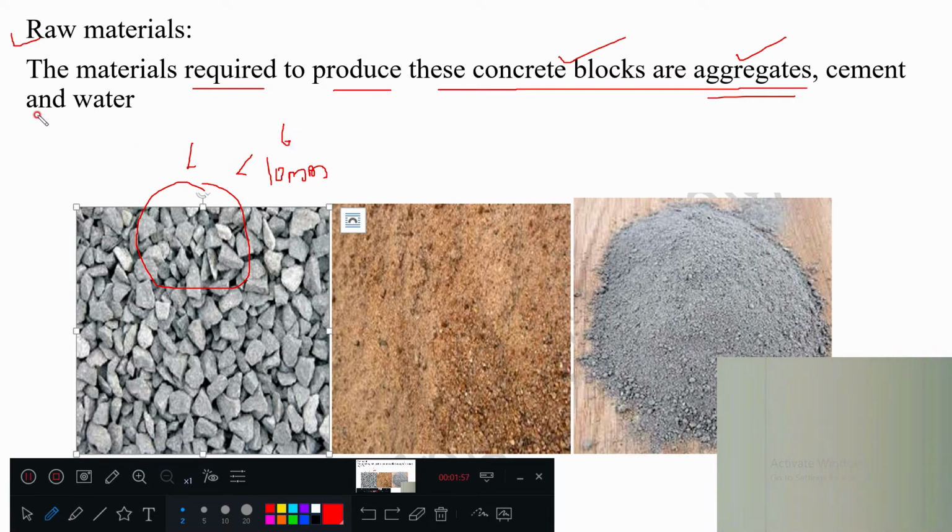Cement and water. See here, in aggregates we have two cases. One is coarse aggregate, CA, another is fine aggregate, we generally call it FA, or sand. Detailed study of these two, CA and FA, will be done in the next chapters. For the time being, understand the raw materials are coarse aggregate, fine aggregate, cement plus water. These are the basic raw materials used in the preparation.